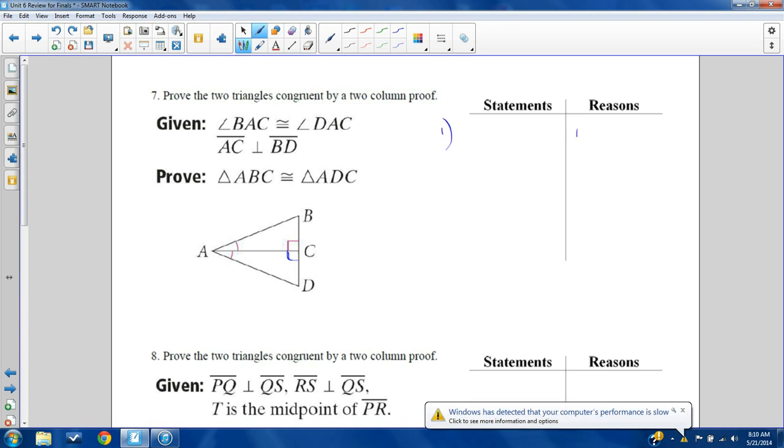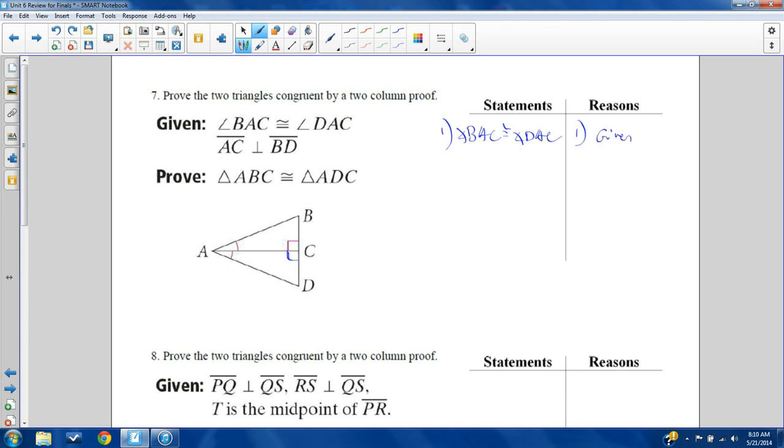Here we go. Start with the given. Angle BAC is congruent to angle DAC. And then they tell us AC is perpendicular to BD. That creates these congruent angles. So I want to create another set of congruent angles here that I know now. Angle ACB, that right angle, is congruent to angle DCA.